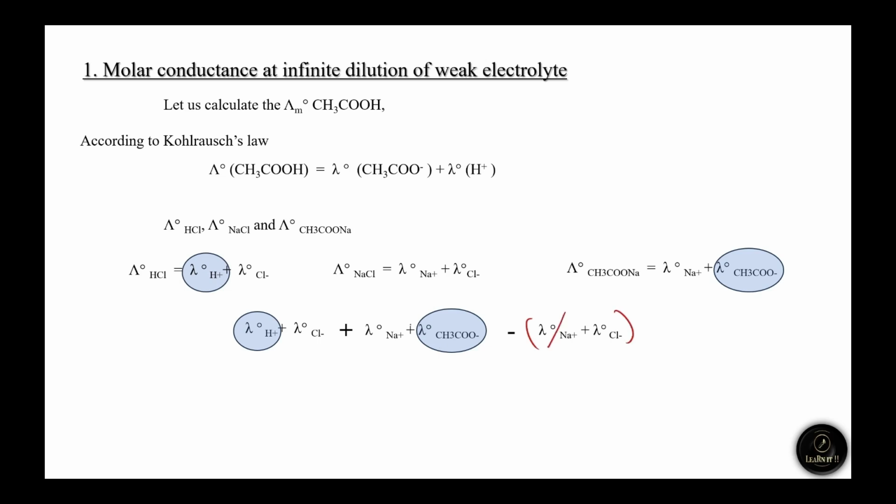That's why Cl minus gets cancelled. So what remains is the molar conductance of acetic acid at infinite dilution, which is a weak electrolyte. So we are going to calculate the molar conductance at infinite dilution of weak electrolytes by using strong electrolytes. We are going to apply Kohlrausch law.